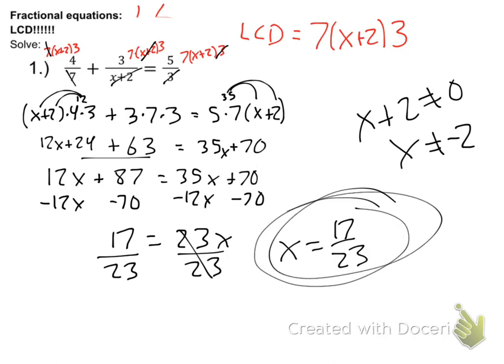The answer is 17 over 23. And that's how you would do those problems. Multiply by the LCD, simplify, gather up like terms, and solve for the variable that's in question.